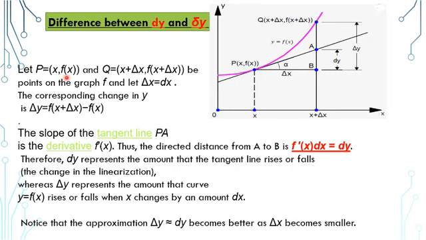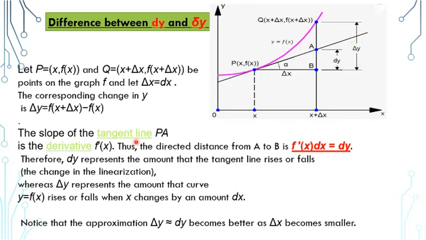Let P(x, f(x)) and Q(x + Δx, f(x + Δx)) be points on the graph of f, and we know that Δx is equal to dx. According to the definition, Δy is equal to f(x + Δx) minus f(x). This is x and this is x + Δx, so this distance is Δx. This is f(x), this point is (x, y), and this point is y + Δy. So this distance is the Δy distance.